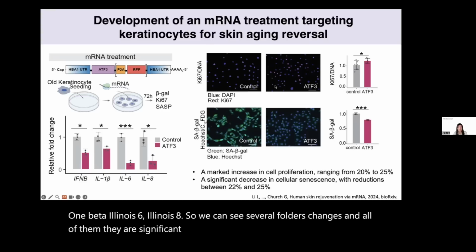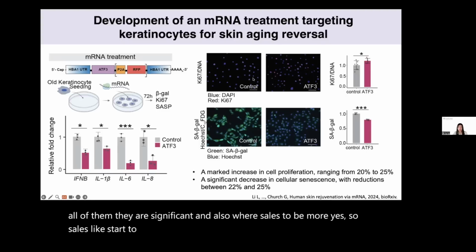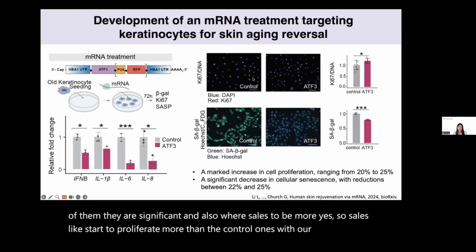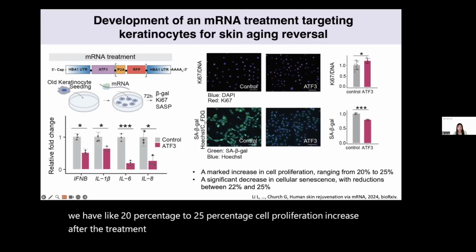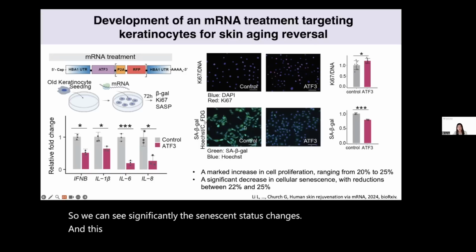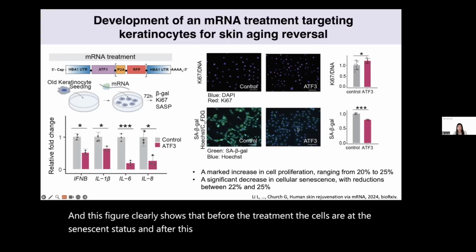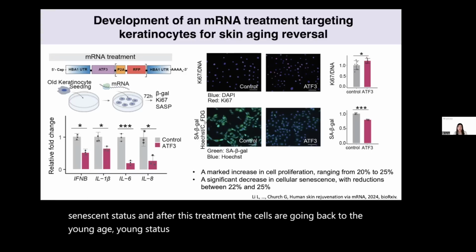And also, were cells to be more? Yes. So cells start to proliferate more than the control ones with our treatment. So we have like 20% to 25% cell proliferation increase after the treatment. And also the senescent status. So we can see significantly the senescent status changes. And this figure clearly shows that before the treatment, the cells are at the senescent status, and after the treatment, the cells are going back to the young status, which has reduced the senescent values.